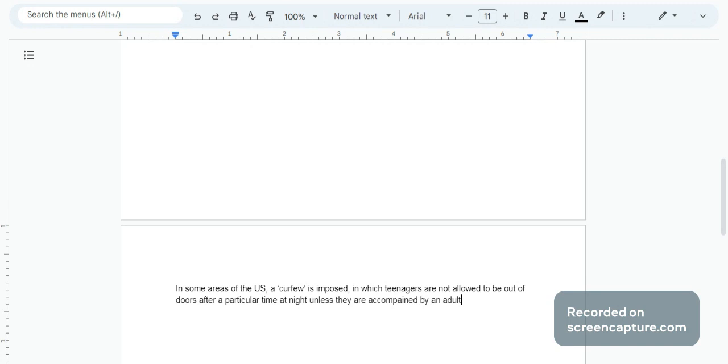What is your opinion about that? It also says to give reasons for your answer and include any relevant examples from your own knowledge or experience. So this is the topic we have.